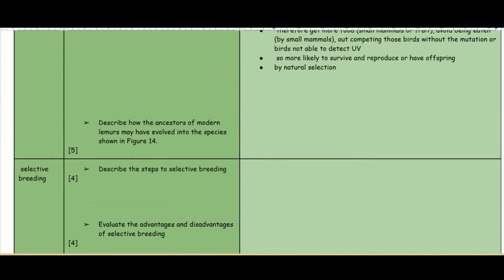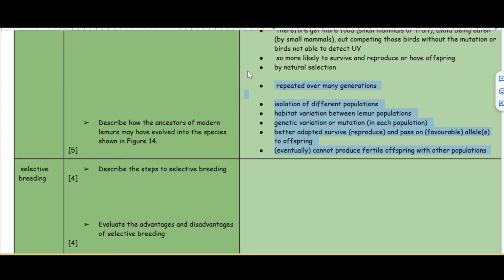The next question. Describe how the ancestors of modern lemurs have evolved into the species shown. So obviously you can't see the picture here, but it's asking again the process of evolution. Oh, and another thing, always remember to say that natural selection occurs over many generations until the gene is fully developed.